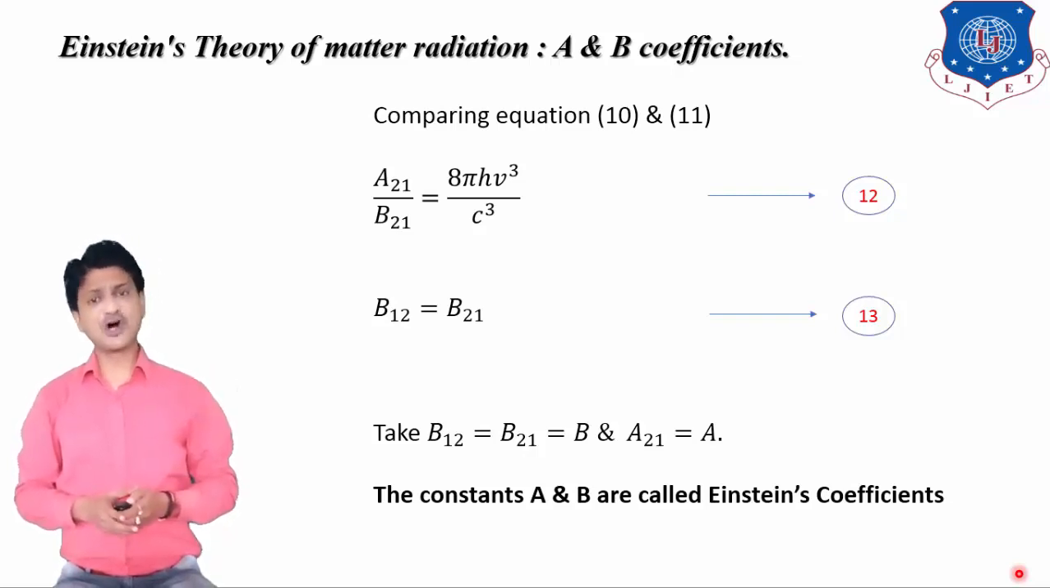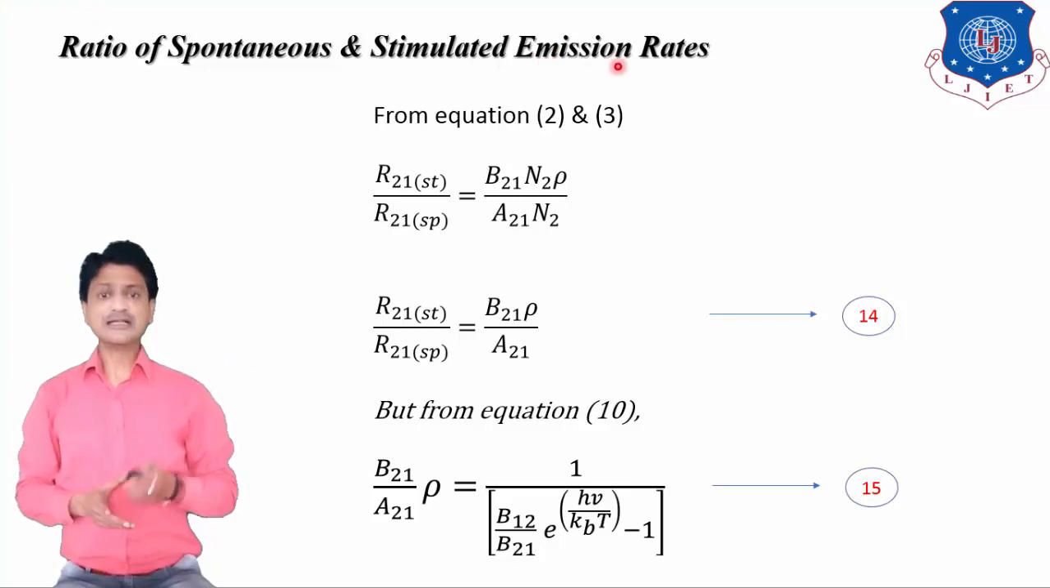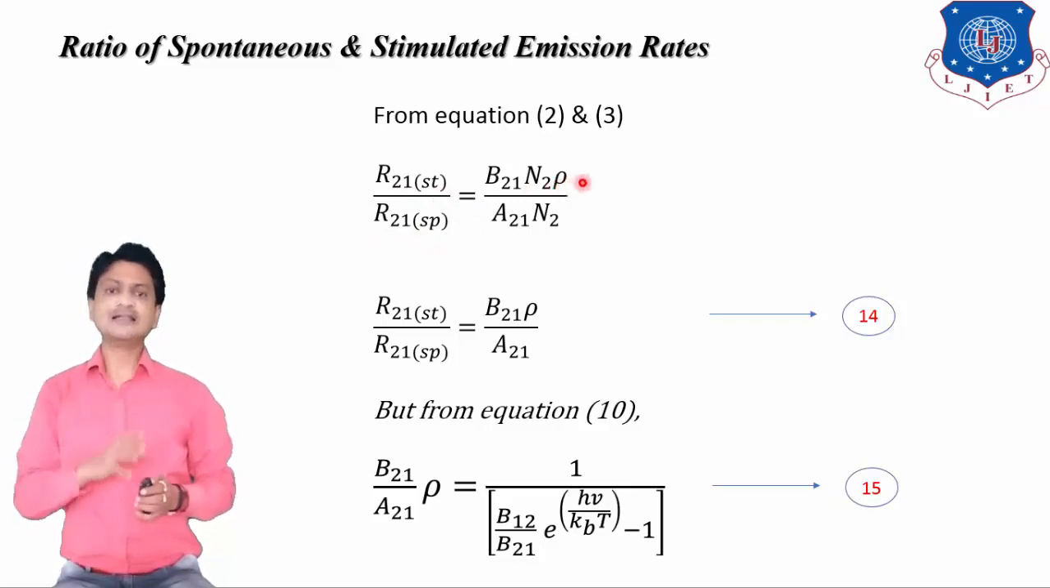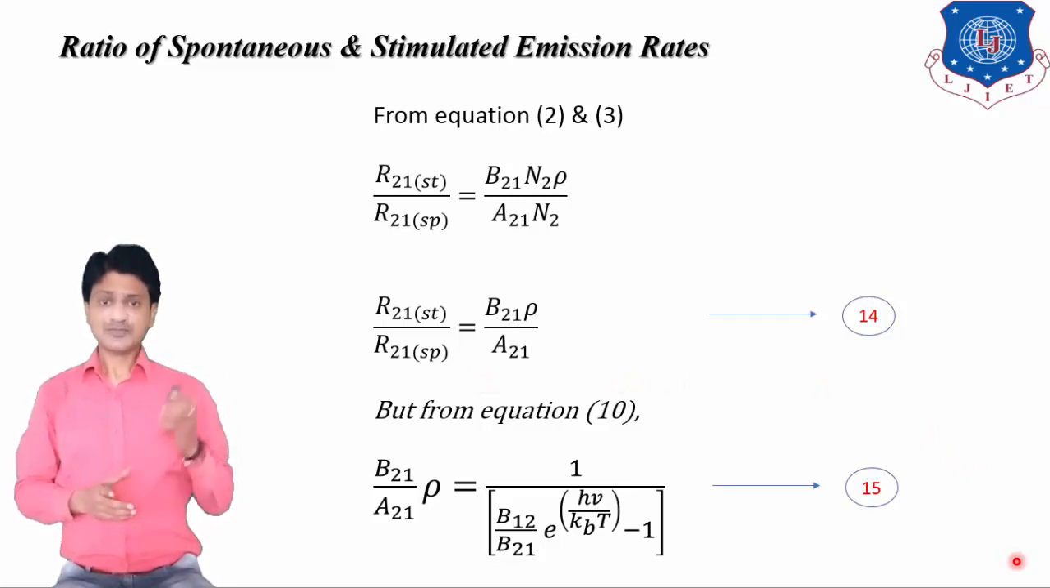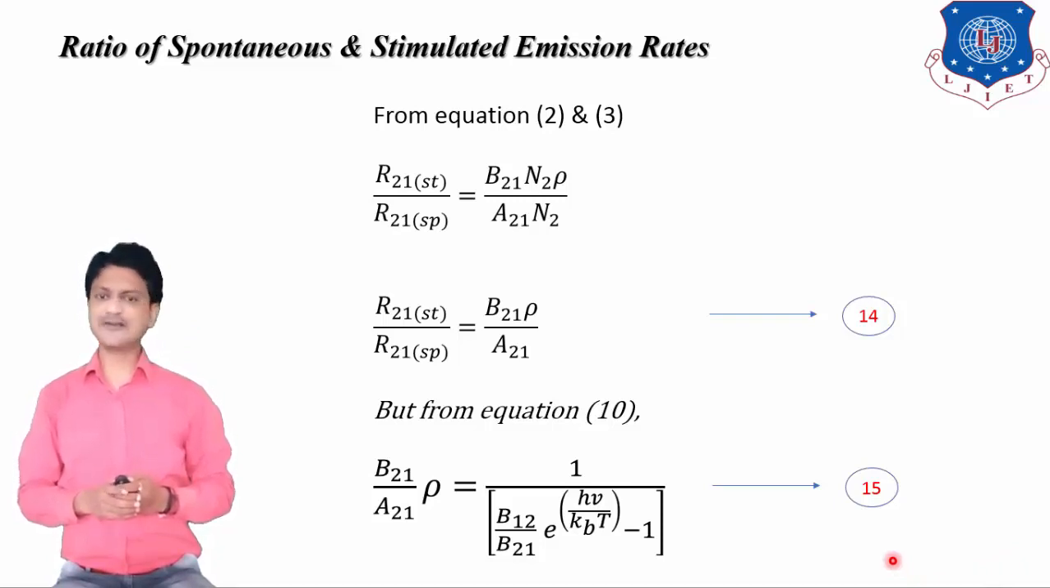Now we can derive the ratio of stimulated emission to spontaneous emission. Here we have the rate of stimulated emission R21 equals B21 N2 into rho, where the rate of spontaneous emission R21 equals A21 into N2. Taking the ratio, R21 stimulated upon R21 spontaneous equals B21 N2 rho upon A21 into N2. Cancelling N2 from numerator and denominator, we have the final equation R21 stimulated upon R21 spontaneous equals B21 rho upon A21.